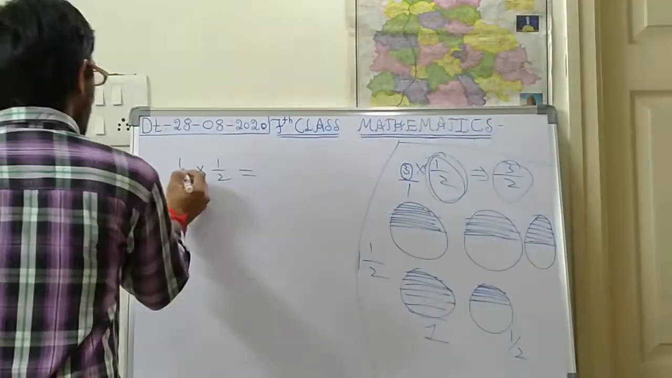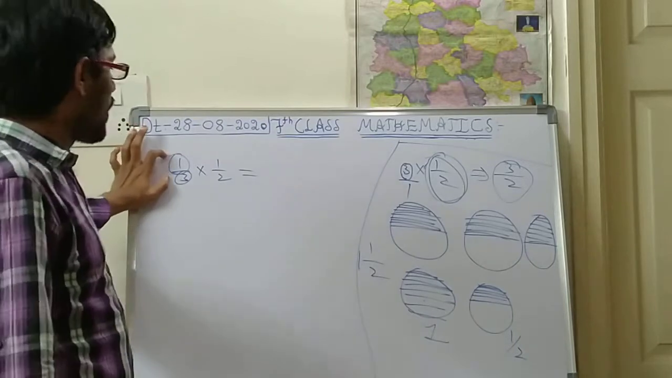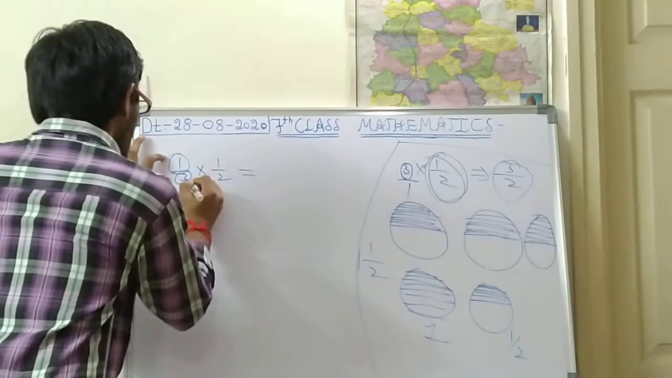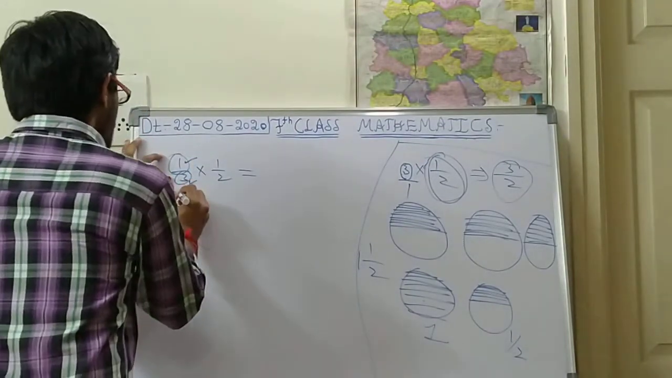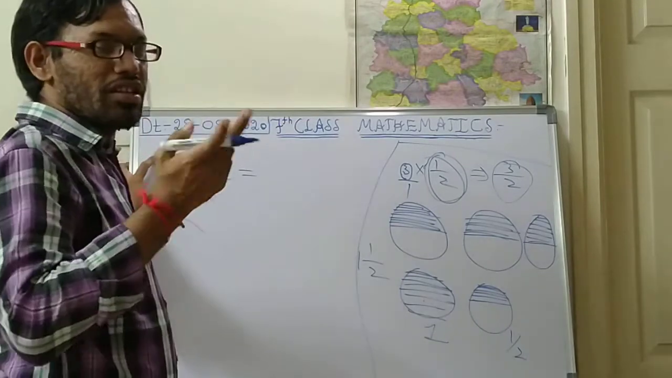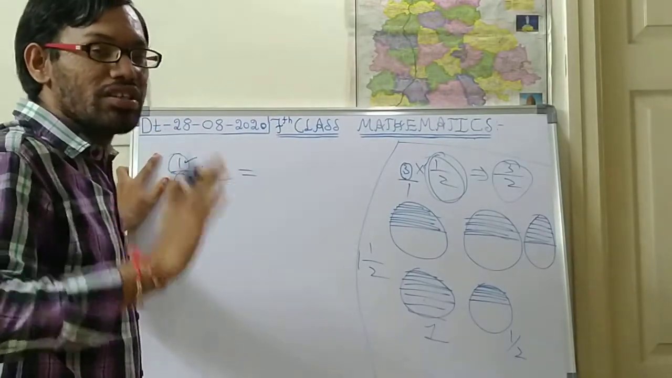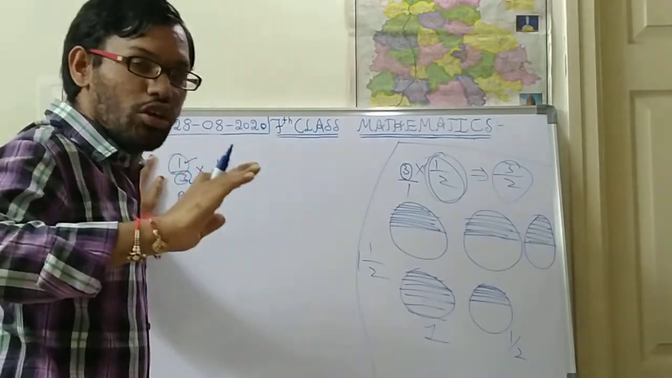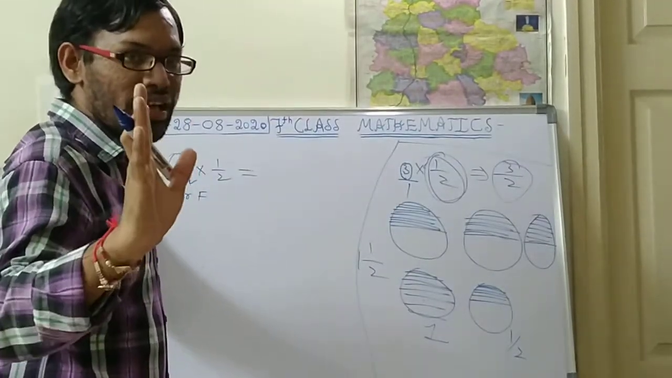But here two fractions are there, 1 by 3 and 1 by 2. Which type of fraction is 1 by 3? The denominator is greater than the numerator, so this is a proper fraction. Is it right, children? A proper fraction is always less than 1. An improper fraction is either equal to 1 or greater than 1. I hope you are understanding.